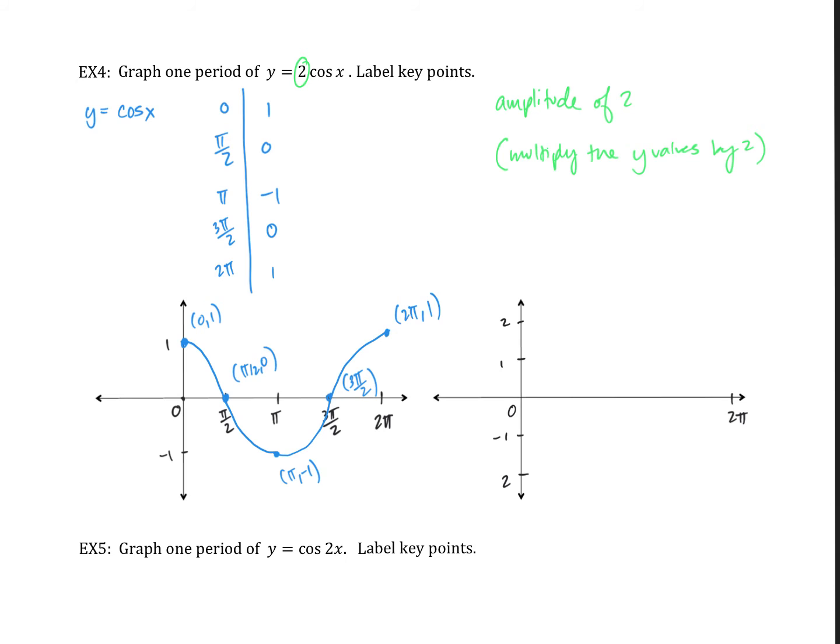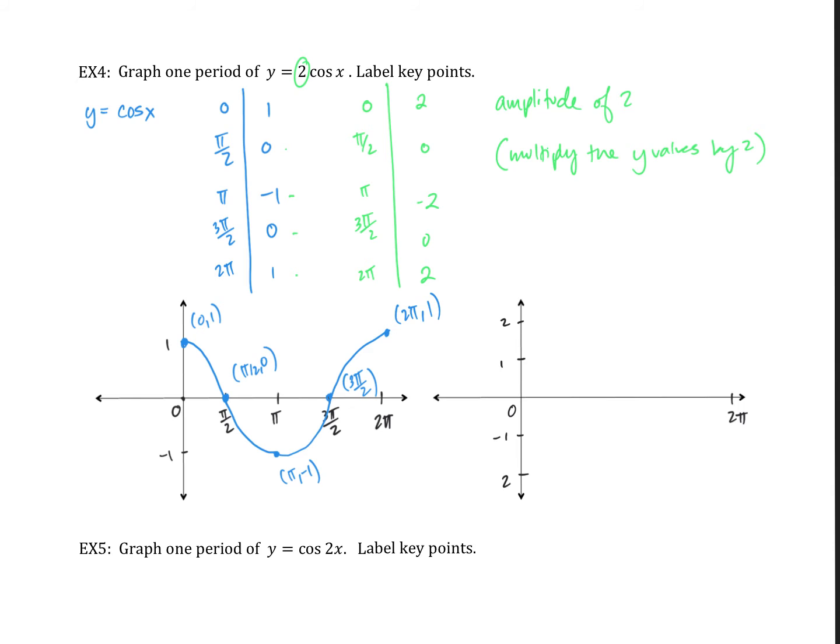So multiplying all the y values by 2, well, first off, let me go ahead and write down the usual pi values that we have here. And then we'll multiply the values by 2. So 1 times 2 is 2. 0 times 2 is just 0. -1 times 2, -2. 0, 0, 1, and 2. There we go. Alright, so let's go ahead and graph this.